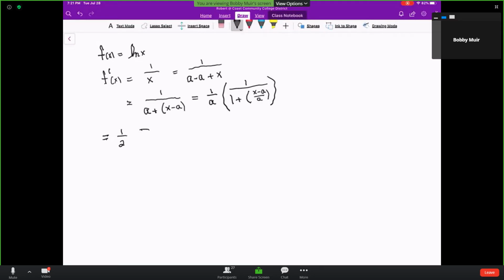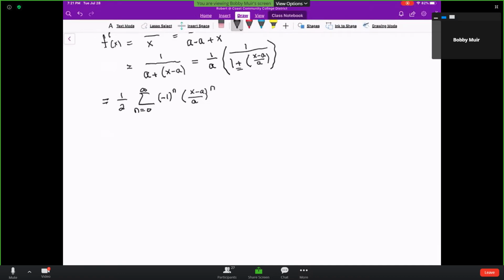Now we use the series for this guy. Goes from 0 to infinity, negative 1 to the n. Anytime it's plus here, it alternates. And then it's (x minus a) over a, to the nth power, which is going to be, why did I put a half there? That's supposed to be an a. Okay, so now it's the sum from 0 to infinity, negative 1 to the n, (x minus a) to the n, divided by a to the n plus first power.